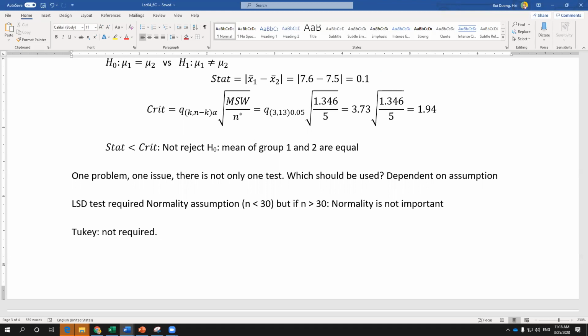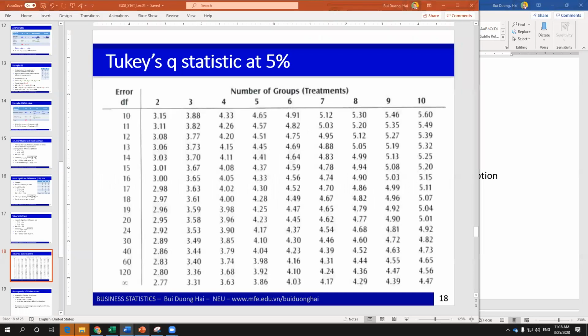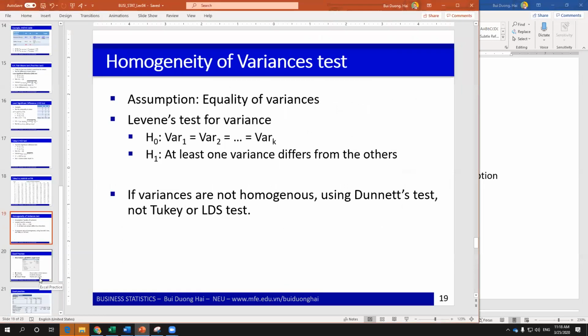Okay, this is the meaning of using a slide and applying Microsoft Excel to calculate.